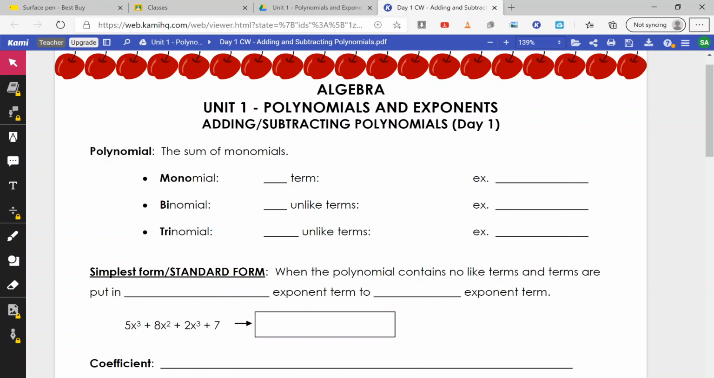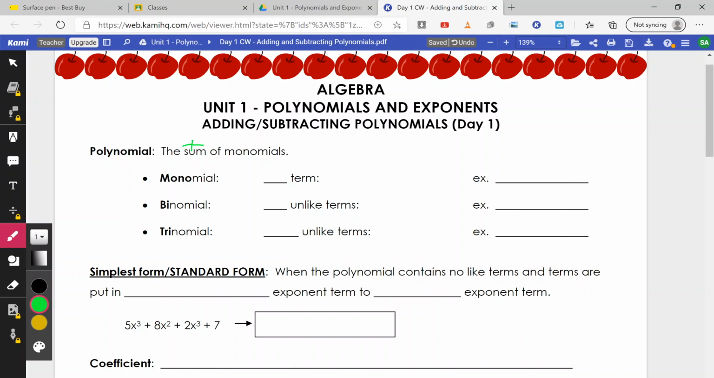Here in Algebra 1, New York State Regents curriculum, the first topic we're going to cover is polynomials and exponents. So the first thing we're looking at within this unit is adding and subtracting polynomials. What we need to know is what exactly is a polynomial. First off, it's basically the sum of monomials. So the sum means we are adding, and we are adding a whole bunch of monomials.